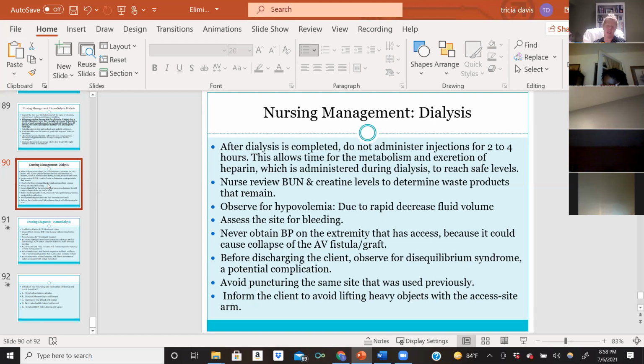And then before discharging the client, so this would be in the outpatient setting, observe for the disequilibrium syndrome, which is that serious potential complication. And then when you're accessing the AV sites, you want to avoid puncturing the same site that was used previously. You can usually see on there a little scab of where it was punctured before. And then you want to inform the client to avoid lifting heavy objects with the access site arm because it can damage that fistula.